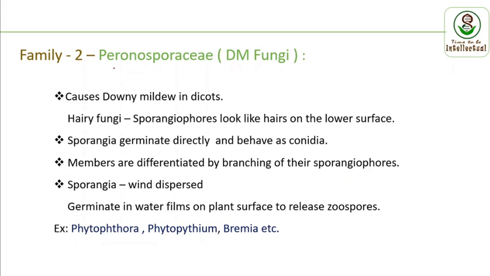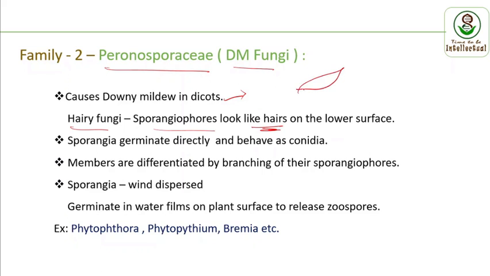Okay, next comes family 2, that is the Peronosporaceae. It is a downy mildew fungi family. We still call these Peronosporomycetes downy mildew fungi, as they cause downy mildew in dicots. Don't confuse it with the monocots. The organisms that cause downy mildews in dicots belong to Peronosporomycetes. In the dicots, we usually see the downy mildew growth on the lower surface, where we see a hairy fungus, or the sporangiophores look like hairs.